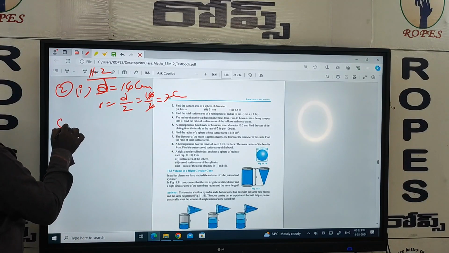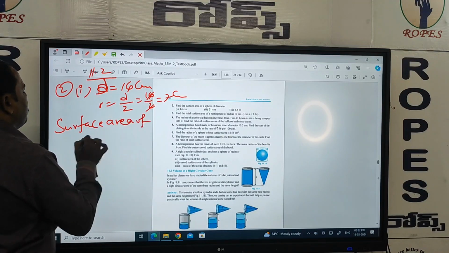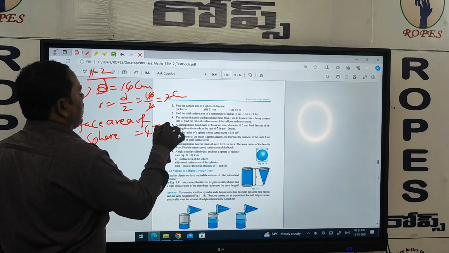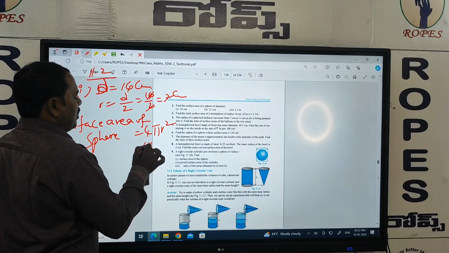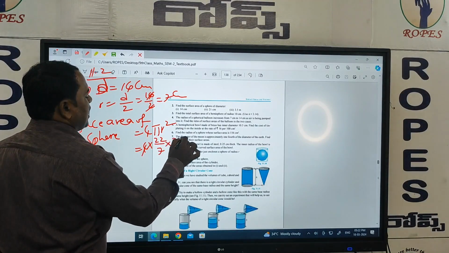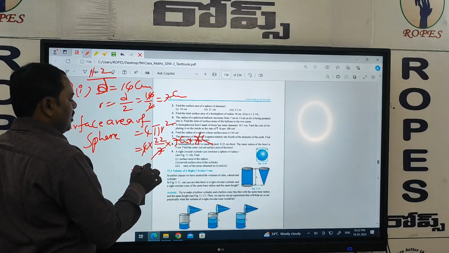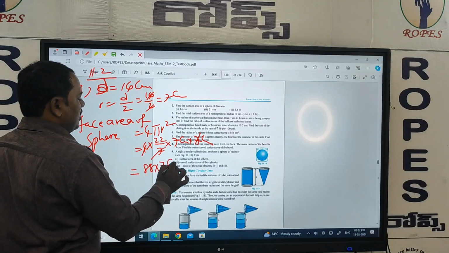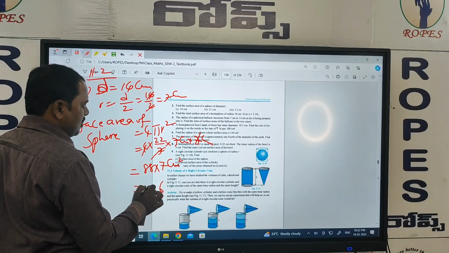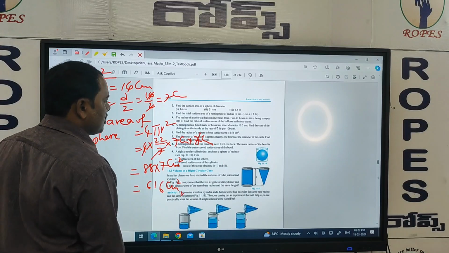And the surface area of a sphere is equal to 4 pi r square, that is 4 into 22 by 7 into 7 centimeters into 7 centimeters. The 7s cancel, then 88 into 7 centimeters square. 7 8s are 56, 7 8s are 56 plus 5 is 61, so 616 centimeters squared.